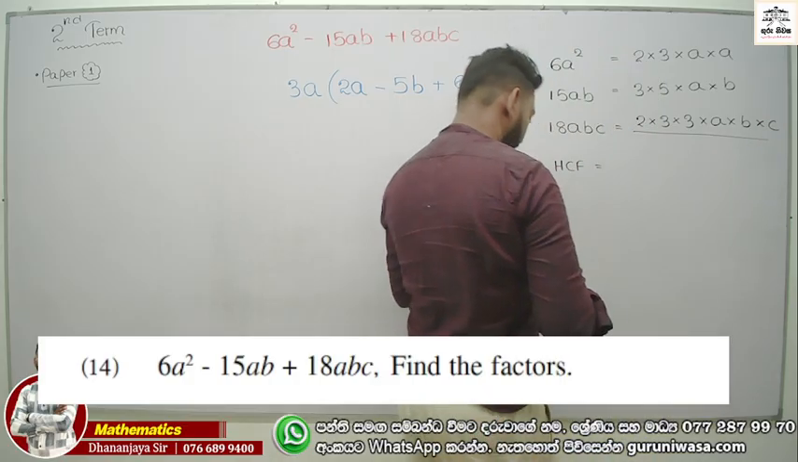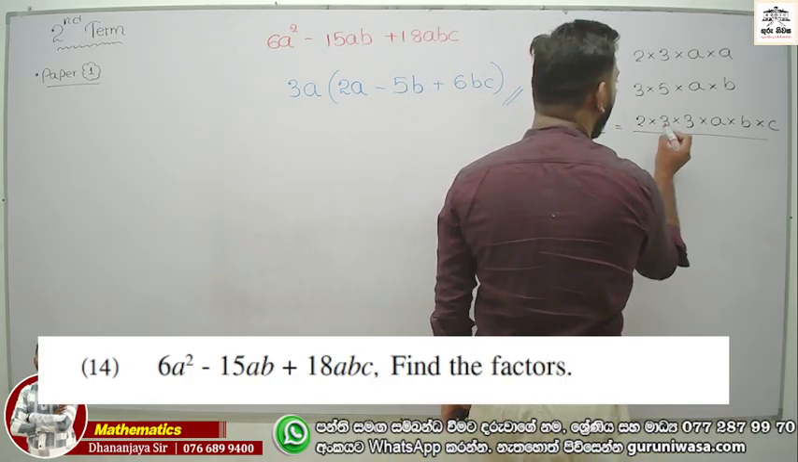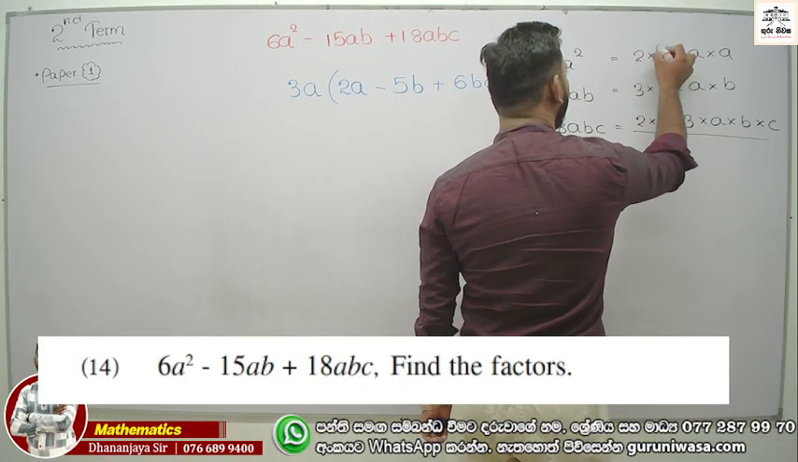Right. Now look at this. Look at what is common. 2 is not common, but 3 is a common number.